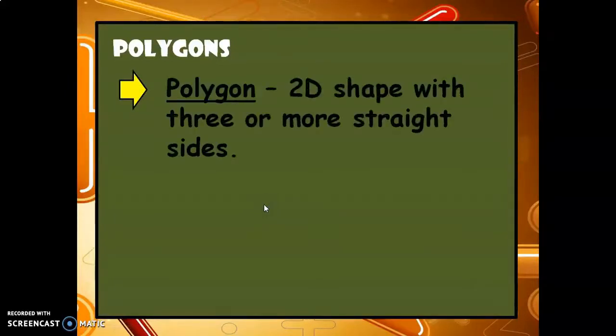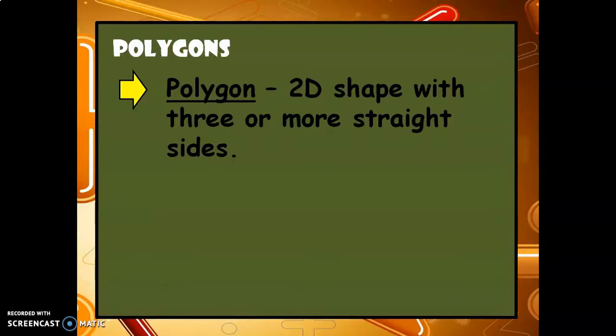Okay, so let's start with my first example. But before that, let's define what a polygon is. In geometry, a polygon is a 2D shape with three or more straight sides. So always remember it must be a closed 2D shape. If there is an opening in a given shape, it is not considered a polygon.